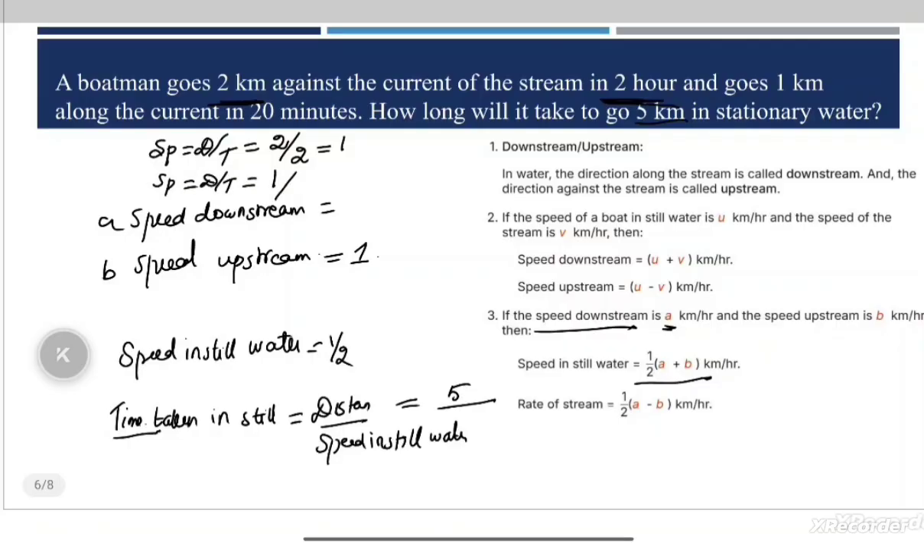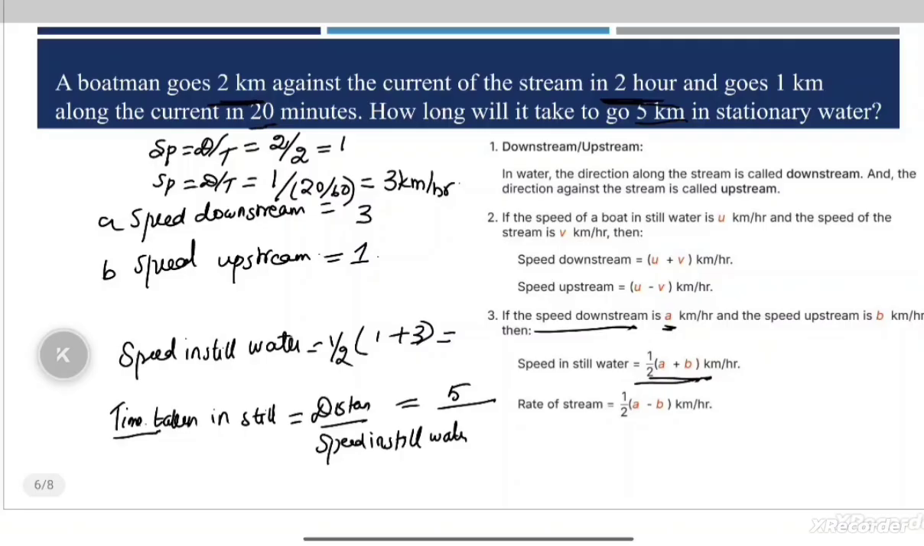So here, minutes to hours: 20 by 60. When you convert it, you will get 3 kilometers per hour. Now you have to substitute here. Speed in still water is nothing but half into a plus b. Here a is 1 and b is 3. So the final answer is 2 for this.